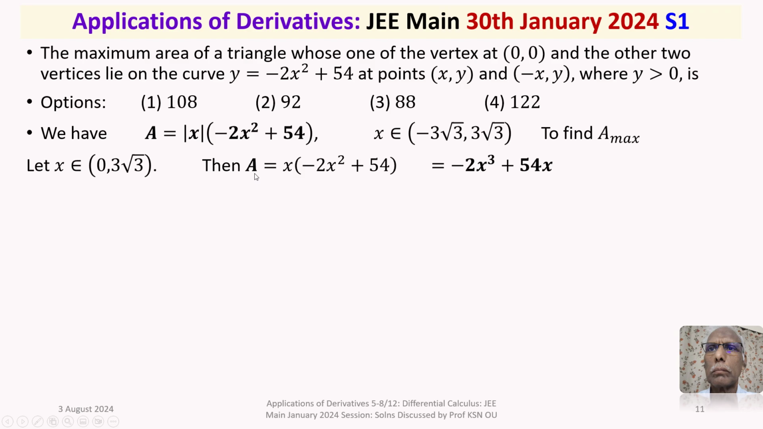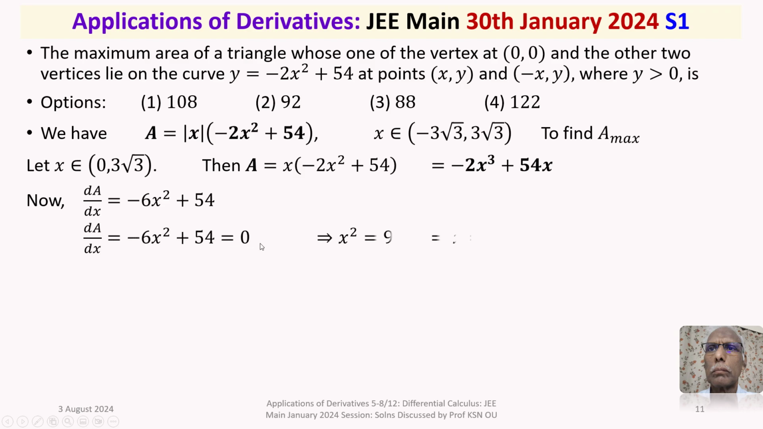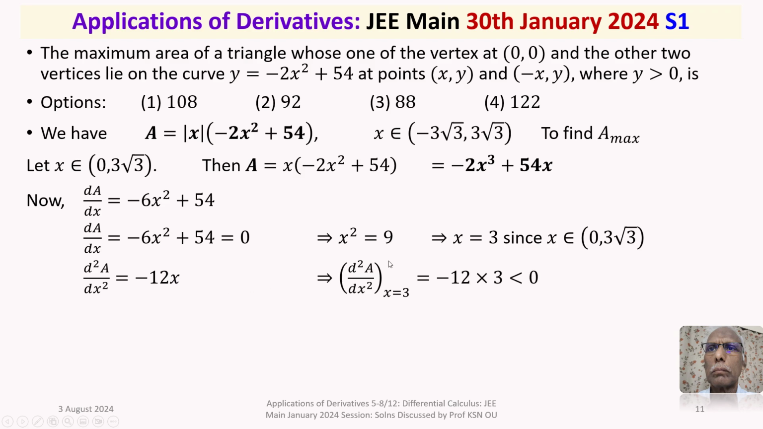So we go for the first derivative. dA/dx is -6x² + 54. To get a critical point, dA/dx = 0 will give you x² = 9. That will imply x = 3. Why? We are considering positive values, therefore we have taken x = 3 only. And we take d²A/dx², it will be -12x. And d²A/dx² at x = 3 is -12 into 3, that is -36, which is negative. Therefore, at this critical point x = 3, the second derivative is negative. Therefore, the area A attains maximum when x = 3.